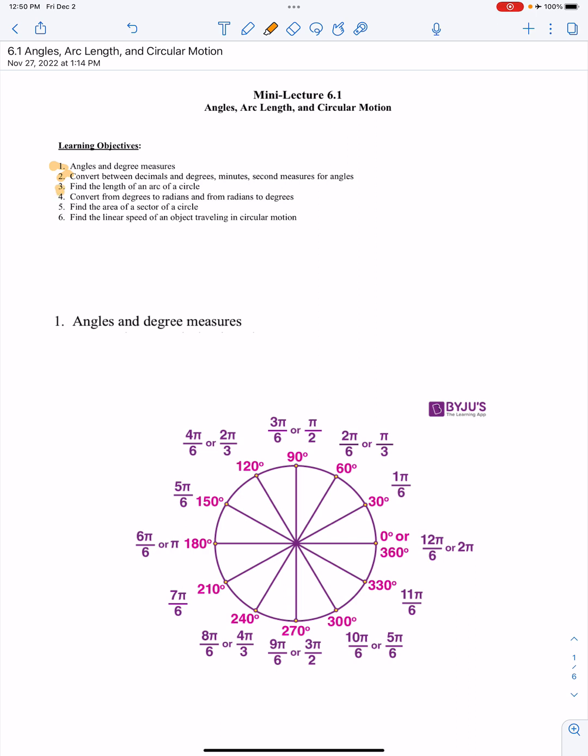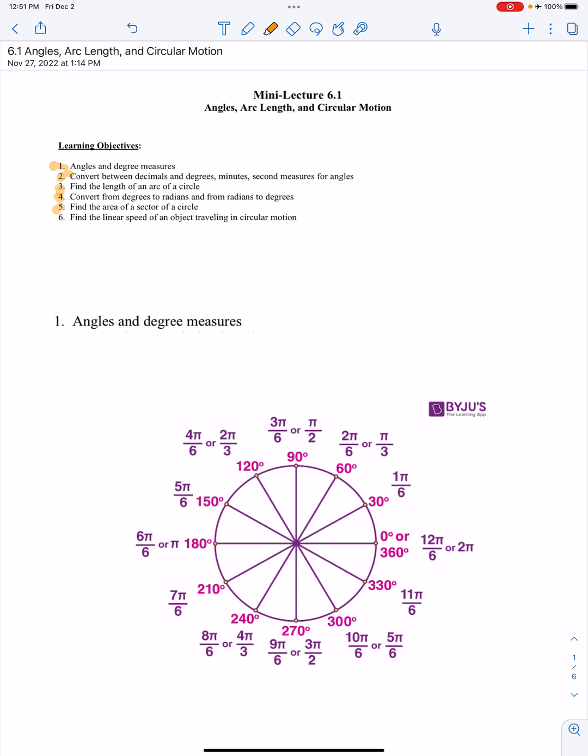Find the length of an arc of a circle. So that's that outside part, the rounded part we're going to be looking at. Convert from degrees to radians and then back from radians to degrees. So again, we're actually going to be talking about, I think, 3 different ways to measure an angle. One is most common that you've probably seen before, in degrees. The second is probably the least common, which is degrees, minutes, and seconds. And then the third is right in the middle, where you might have heard it, you might not have heard it, but we're going to talk about it today, and it's radians.